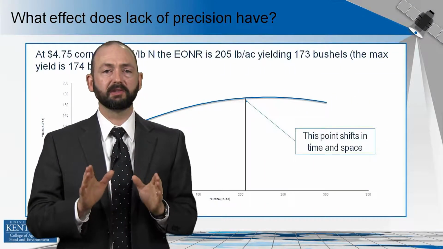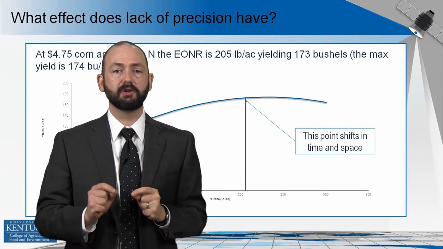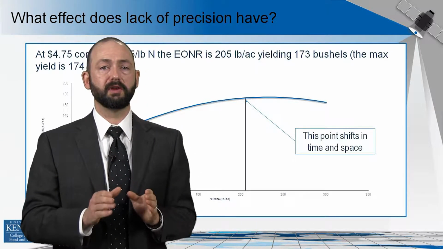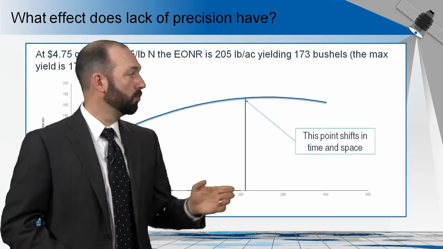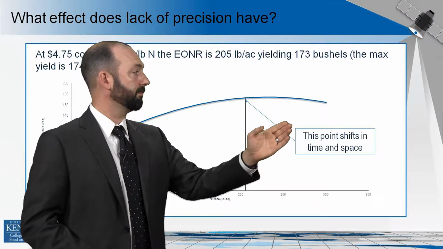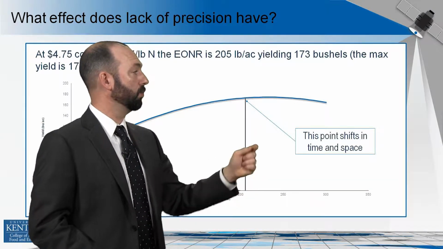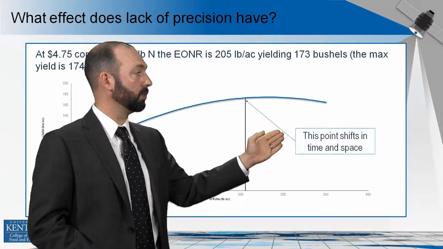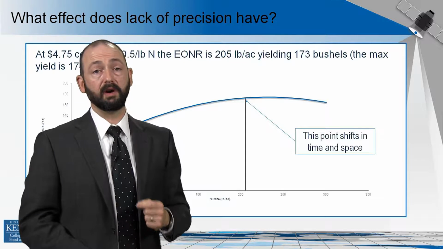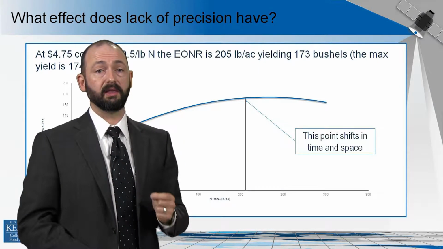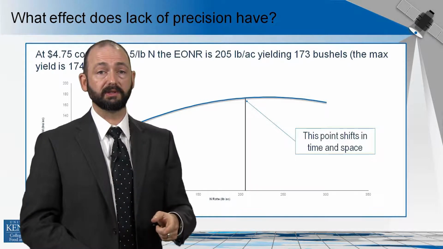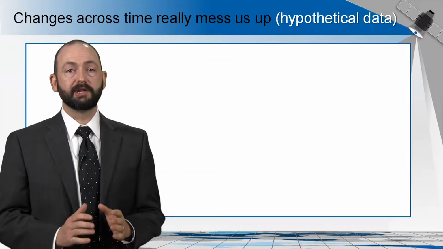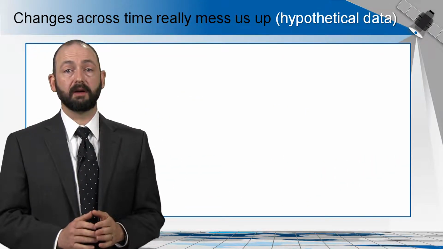So what effect does this lack of precision have on our nitrogen use efficiency? Again, it's a diminishing return function, as this figure shows. We look and we see that as yield goes up with nitrogen rate, we reach an optimum. Now, on the left-hand side of that optimum point, the economic impact of under-fertilization is greater than the economic impact of over-fertilization. But what happens when we look at different years? Changes across time really mess us up.